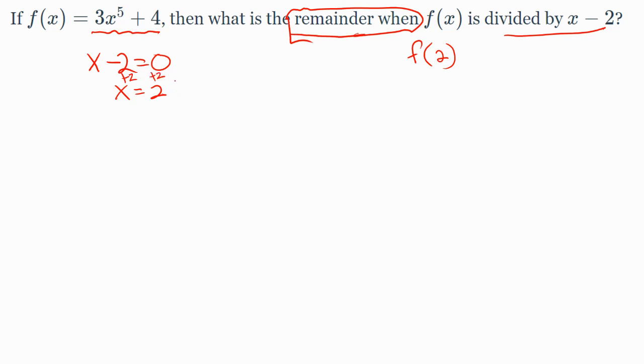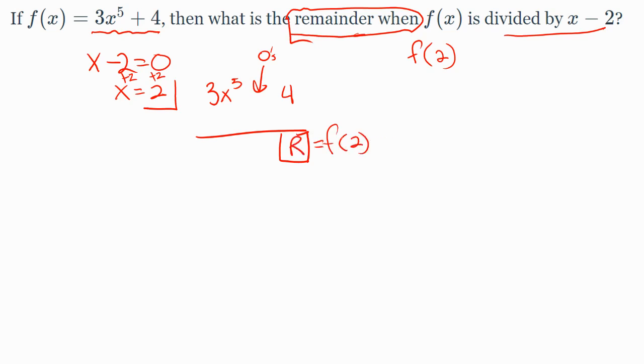And then the remainder, if I had done all of synthetic division, my 3x to the 5th and the 4, I've got a lot of 0 placeholders that I would not want to miss. But if I did all that work, the remainder is just f of 2. That's what the remainder theorem says. So let's find f of 2. So this is my r. That's what I'm looking for.